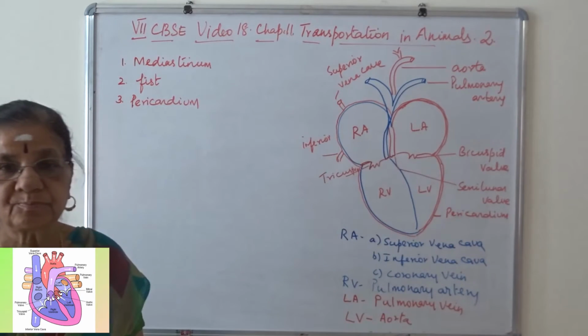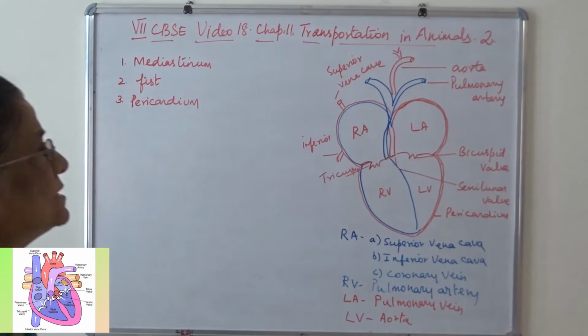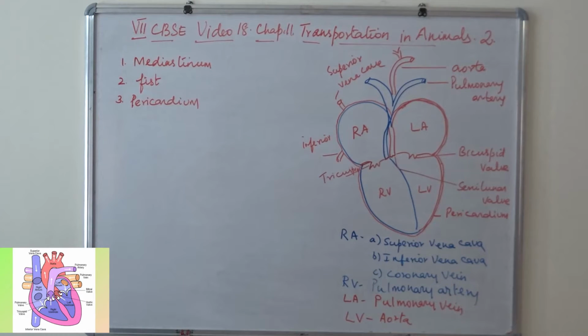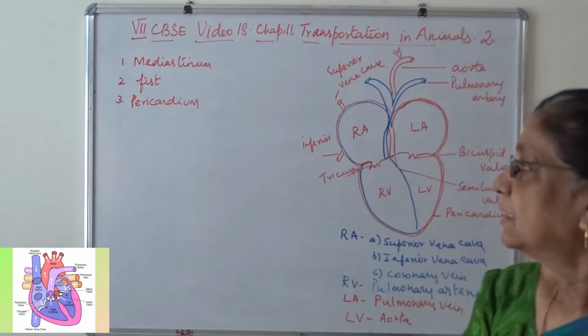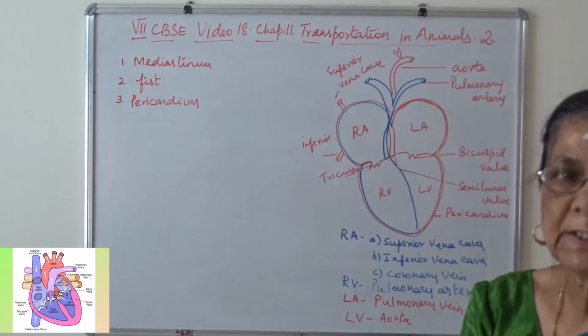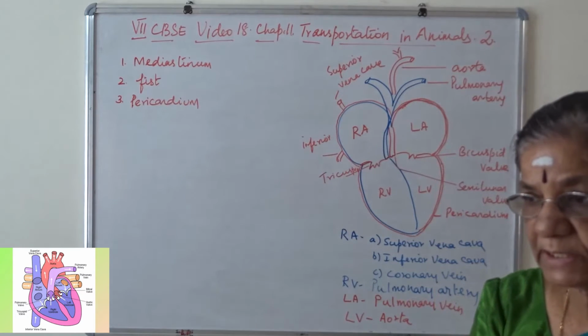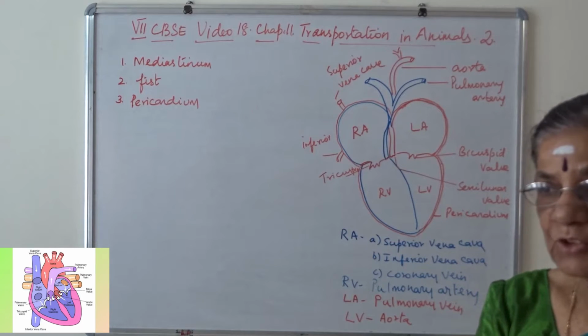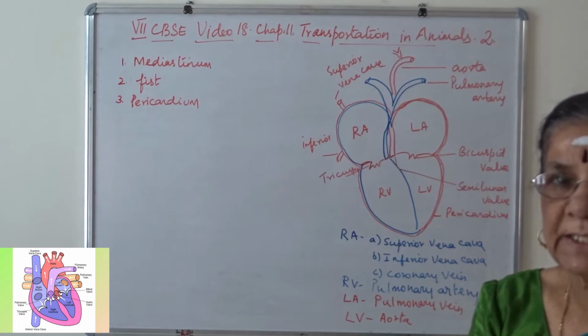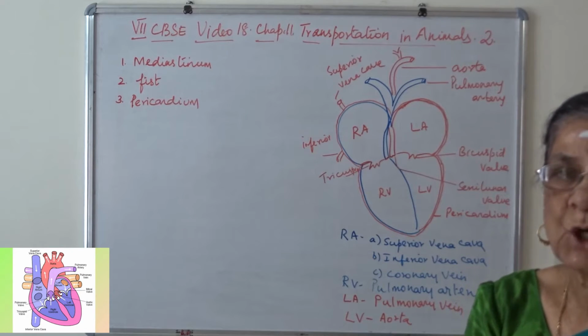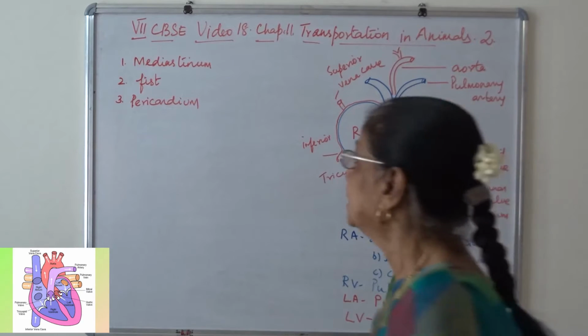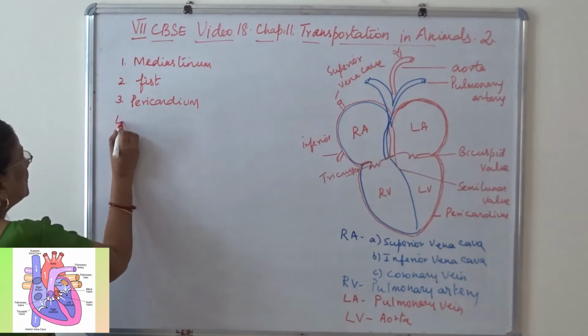I hope you understand. So I repeat, the heart is located in the space called mediastinum in between the 2 lungs. The size of the heart is one's own fist, and it is covered by a double-walled pericardium. The space between the 2 layers of pericardium is filled with pericardial fluid, which protects the heart as a shock absorber.